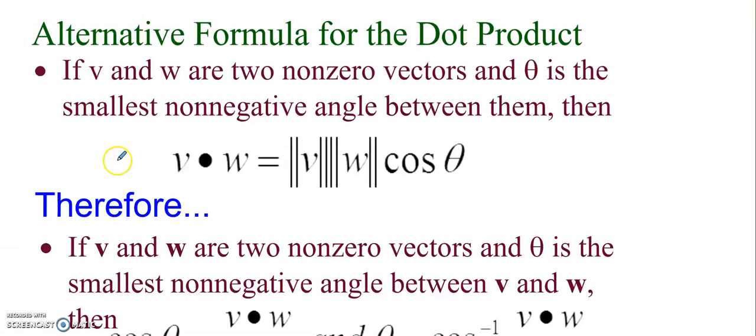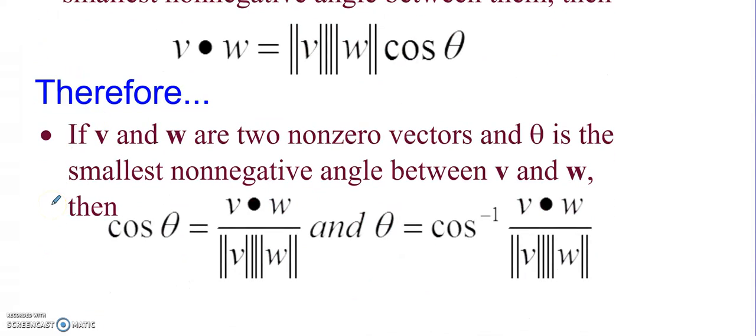So if u and v are two non-zero vectors and theta is the smallest non-negative angle between them, then v dot w is magnitude v, magnitude w, cosine theta. Another way I can write this, so this is another way to find the angle between two vectors, is I know cosine theta is going to be v dot w over magnitude v times magnitude w, or theta equals cosine inverse of v dot w over magnitude v, magnitude w.